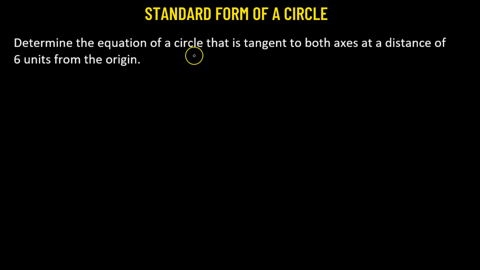So in this problem, we need to determine the equation of a circle that is tangent to both the axes at the distance of 6 units from the origin. So let's try to understand this problem first.